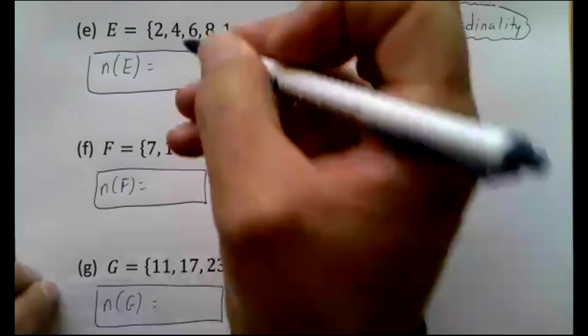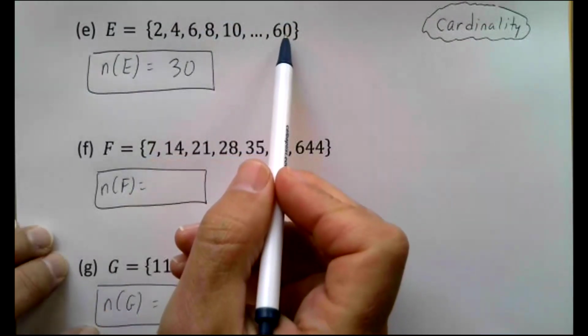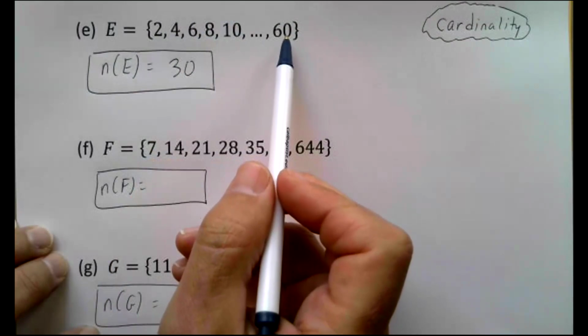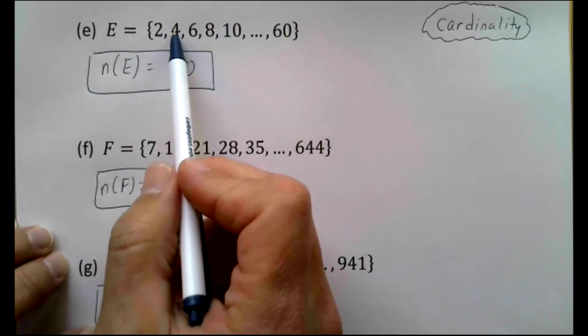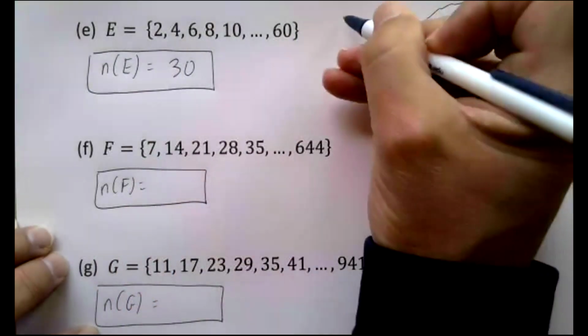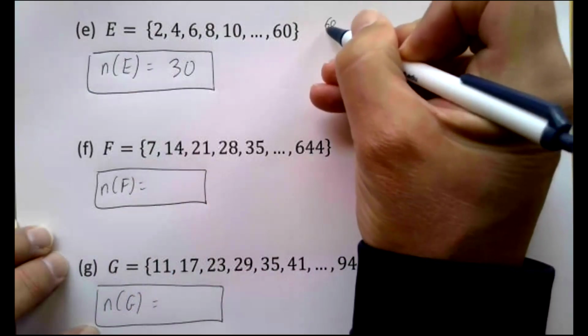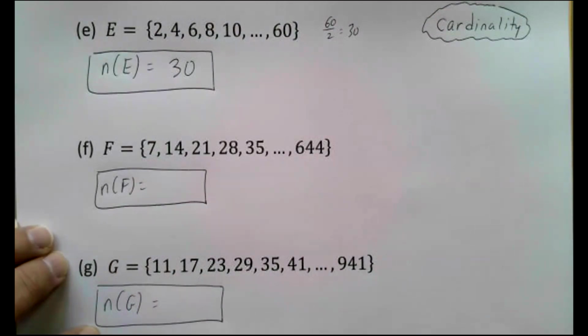Now, I think most of you probably got 30 for this one. Most of you say, well, these are multiples of 2. That's 2 times 30. 2 times 1, 2 times 2, 2 times 3, 2 times 4, 2 times 5. That's 2 times 30. I mean, it is true that 60 divided by 2 is 30.